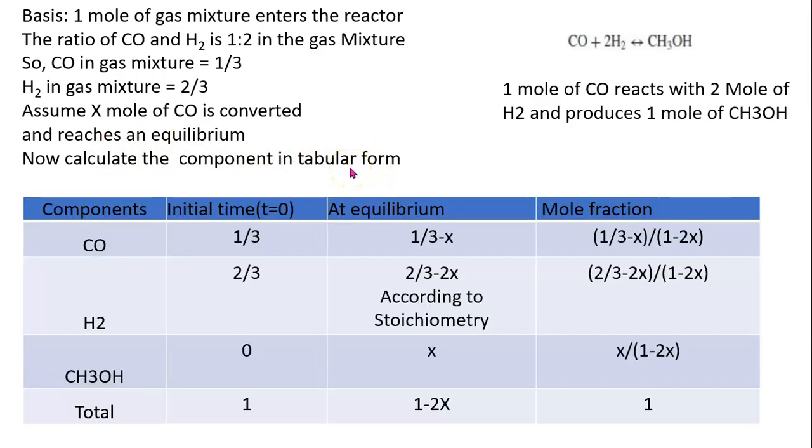So now on that side I have written the components, carbon monoxide, hydrogen and methanol, and total, initially at time t equal to 0. So how much carbon monoxide is there? That is 1/3 mole. How much hydrogen is there? 2/3 mole. No methanol is actually produced at t equal to 0. So what will be the total mole of the gas mixture? That is 1 mole, that is the basis we took.